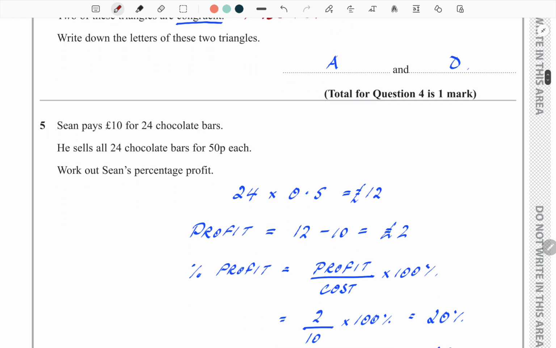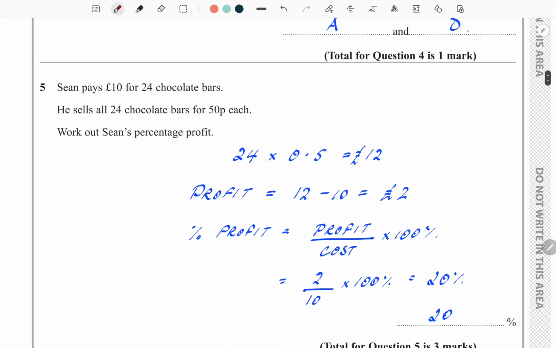Right, number 5. Sean pays £10 for 24 chocolate bars and he sells all 24 for 50 pence each. We want the percentage profit. So 24 times, and I'm going to leave that in pounds, 50 pence, so half a pound, is a £12 income. His profit is his income, £12, minus the original cost, which is 10, and that leaves a profit of £2.